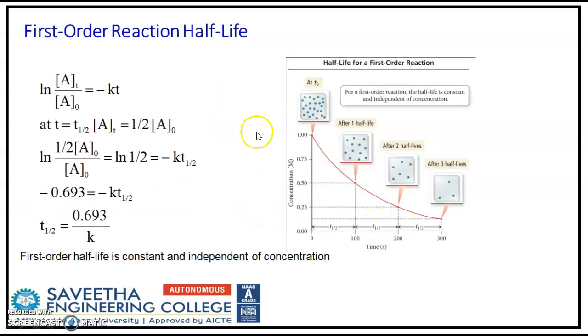Then we have to find the half-life for first order reactions. For that we will take the integrated form, ln of A at t over A at 0 equal to minus k into t. We substitute t equal to t half and A equal to half into A naught. If you substitute and rearrange, at last you'll get t half equal to 0.693 divided by k. The first order half-life is constant and it is independent of concentration.